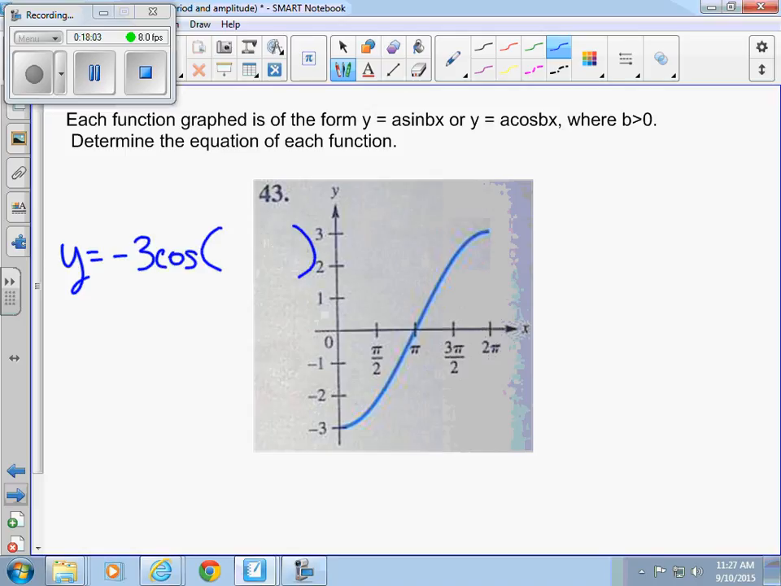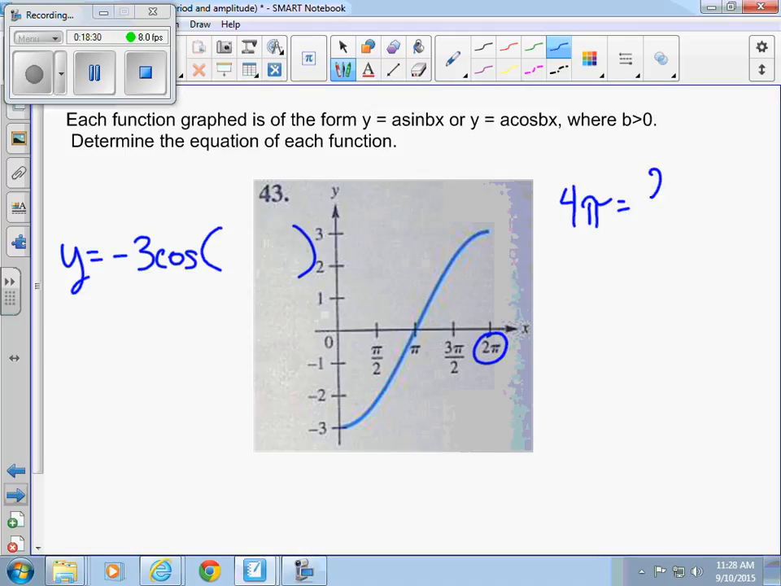So I know it looks something like that. Now let's talk about the period. What is the period? 4 pi. How do you know it's 4 pi? It hasn't completed a full wave yet, has it? It's completed half of one, not 2 pi. So I can envision that to complete a full one, I'd have to go all the way to 4 pi. So the period is 4 pi.